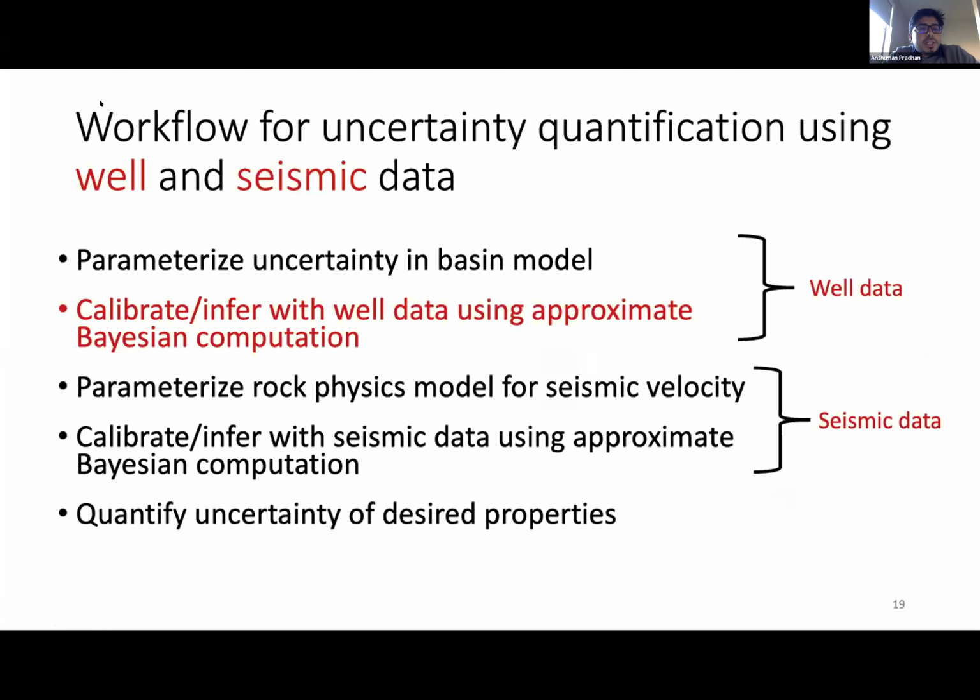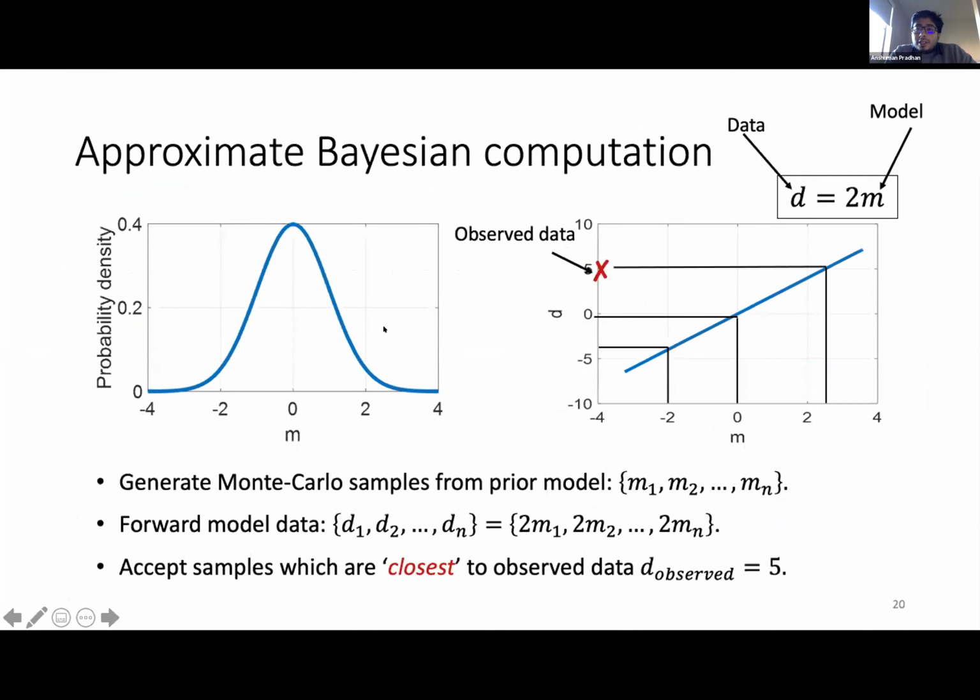Okay, so once we've parameterized the uncertainty in the Bayesian model, as I said, the next step is to infer using our data, and in this case, the well data. Now, coming to how we infer, remember that we had talked about approximate Bayesian computation, right? We have some model parameter space. What approximate Bayesian computation does is that it tries to generate Monte Carlo samples from this space, right? We'll generate, let's say, n samples, M1 to Mn.